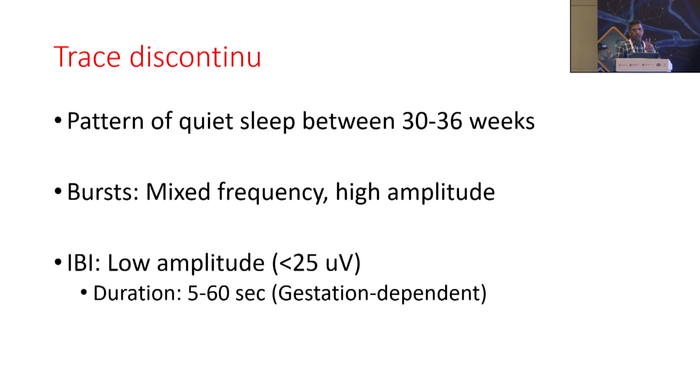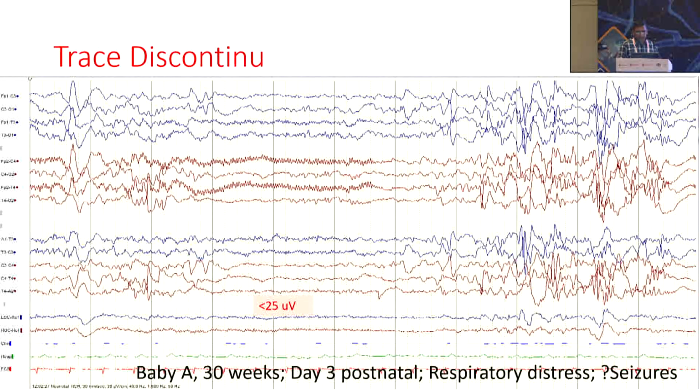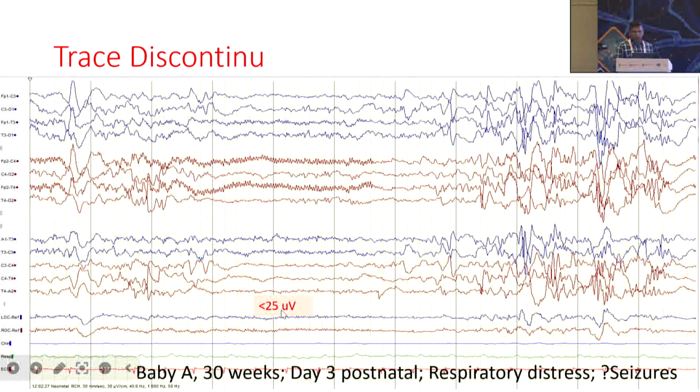So there are two terms you need to remember in the discontinuity: trace discontinue and trace alternance, right? So trace discontinue is a quiet sleep pattern. It is a discontinuous record where you have bursts of higher amplitude with mixed frequency activity, and there is an interburst interval, but the interburst interval amplitude is less than 25 microvolts. Okay, so this is seen in much preterm newborns like 28 or 30 weeks or 32 weeks newborns. You will see what is called trace discontinue or discontinuous tracing. Important thing is the amplitude of the interburst interval is less than 25 microvolts.